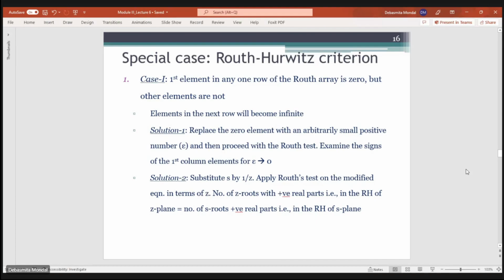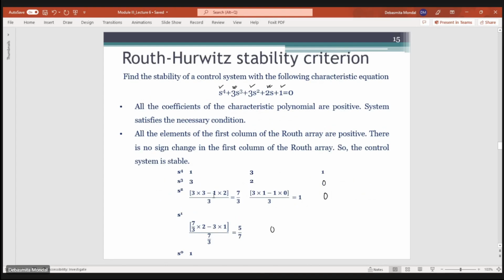Okay, so now there are a few special cases in the Routh-Hurwitz criterion. The special cases are some difficulties which may arise once you are forming the Routh-Hurwitz array. One of the special cases is, let's say, if the first element of any row in the Routh array becomes equal to 0. Here in this case we have seen that the first element of none of the rows is equal to 0. The later elements can be 0, but the first element is not 0.